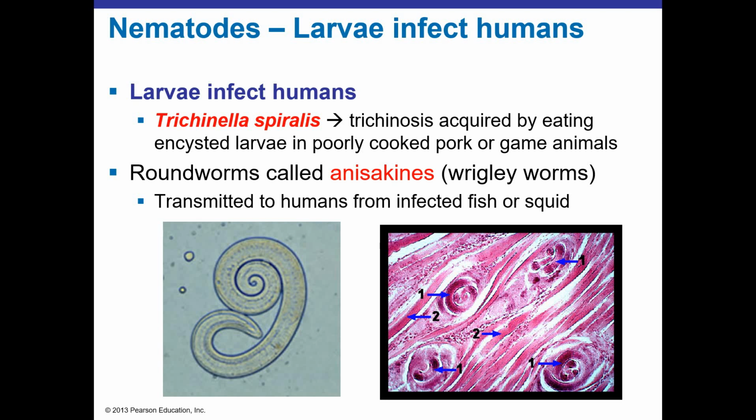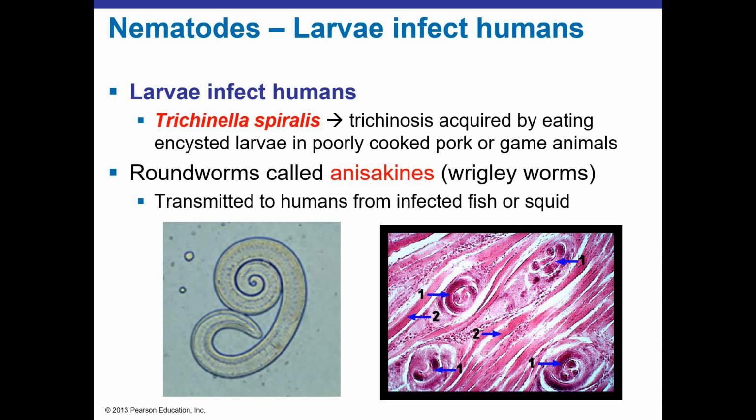Other nematodes where the larvae infect humans, probably the best known is Trichinella spiralis. Everyone, back in the 50s and 60s, was taught a little rhyme about trying to avoid getting trichinosis because it was so common from people eating pork. Nowadays, the most problematic source is usually poorly cooked pork, but often problems with game animals as people hunt them and prepare them themselves. Trichinella spiralis gets its name because it has encysted larvae in the meat.